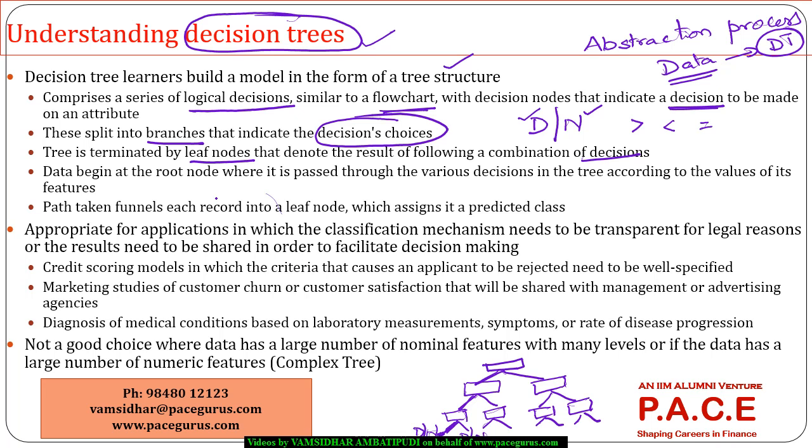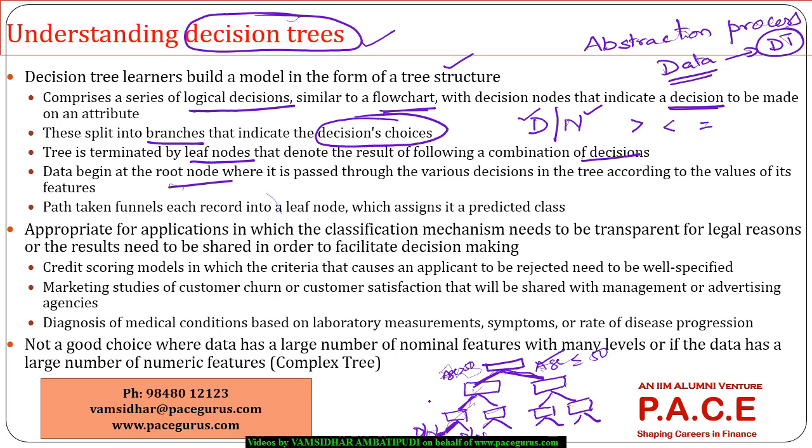The data begins at the root node. This is what we call the root node. It passes through the various decisions in the tree. This whole flow is based on the features. So this could be, for example, age is greater than 50 and age is less than or equal to 50. If the age is greater than 50, the data will come this side. If age is less than or equal to 50, the data will come this side.